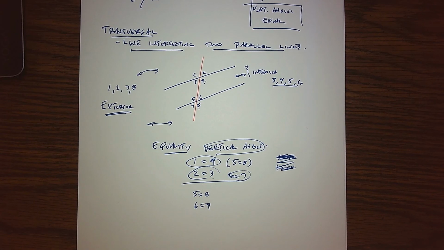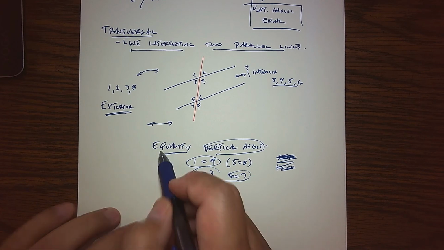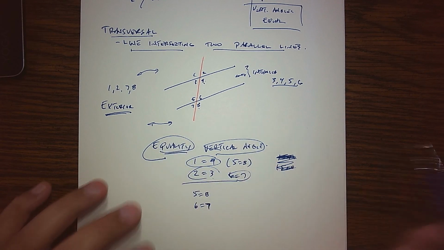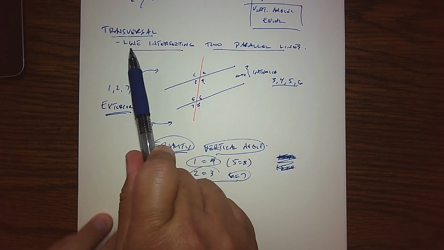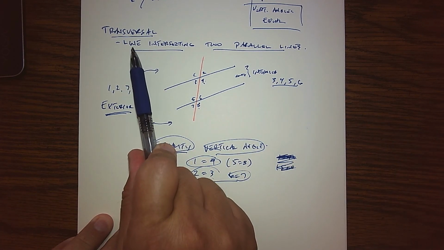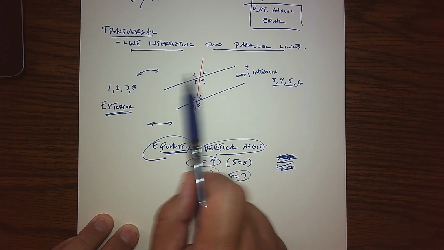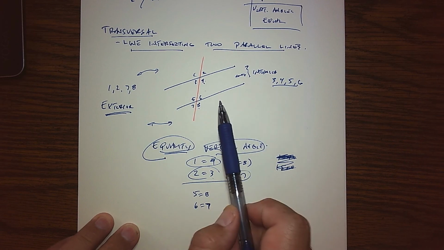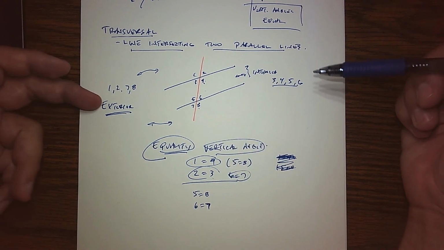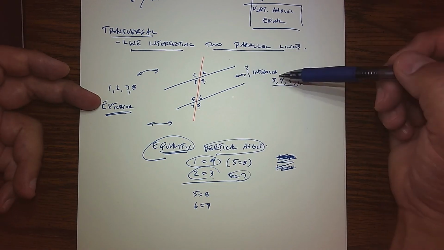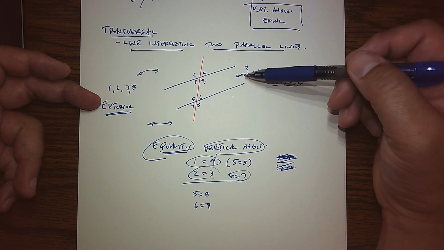We're already about 6 minutes into this, so I'm going to pause and go to another screen, another video, where we actually talk more about them. But that kind of gets you started. Again, a transversal is a line that intersects two parallel lines. And when I create that, I create 8 different angles. 4 of them are exterior because they occur on the outside. 4 of them are interior because they occur on the inside.